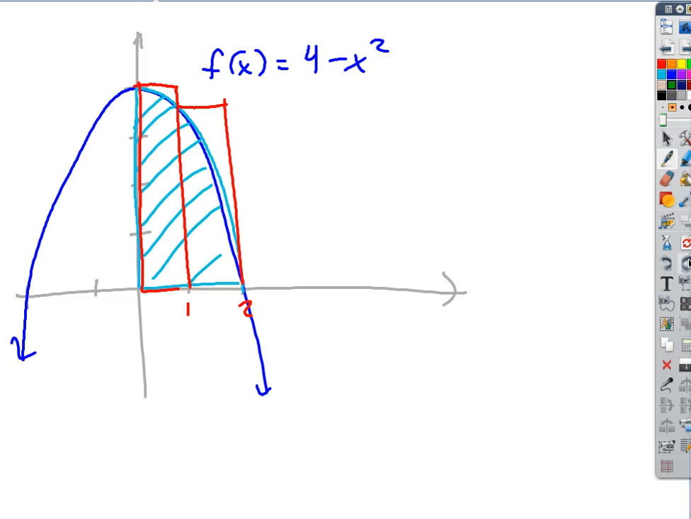This was originally done, by the way, with circles. What inspired Newton and Leibniz to do this was the problem of trying to add up the area of a circle. That's where this came from. How would we do that?